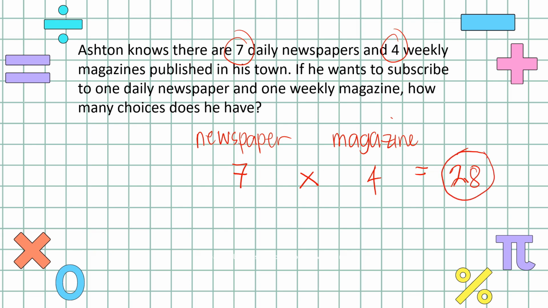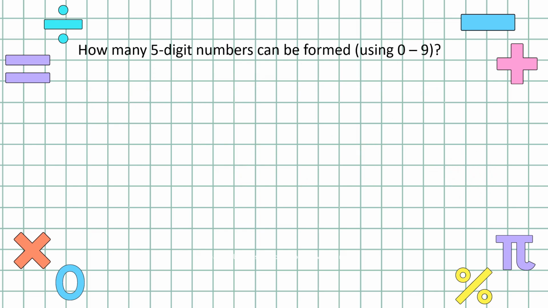And that will be our final answer. But what about this kind of problem? How many 5-digit numbers can be formed using 0 to 9? Still, it's under the idea of FCP. So we are finding the total number of ways we put the digits all together.